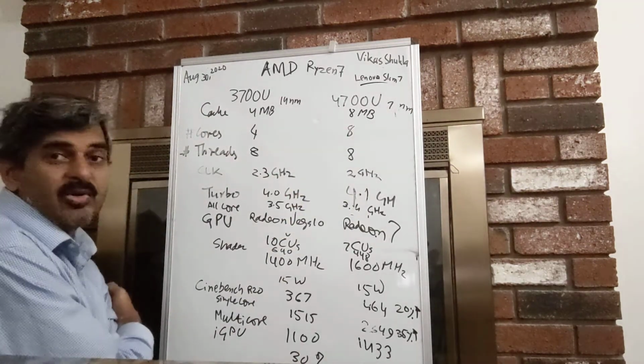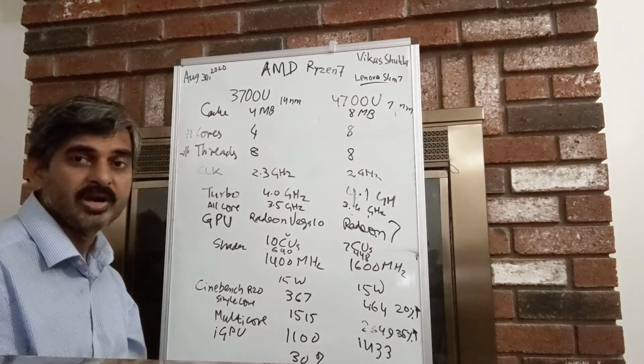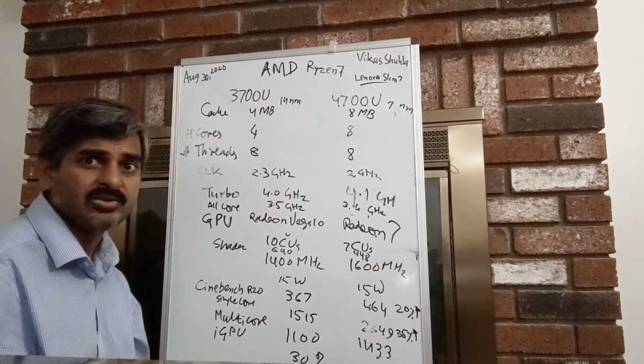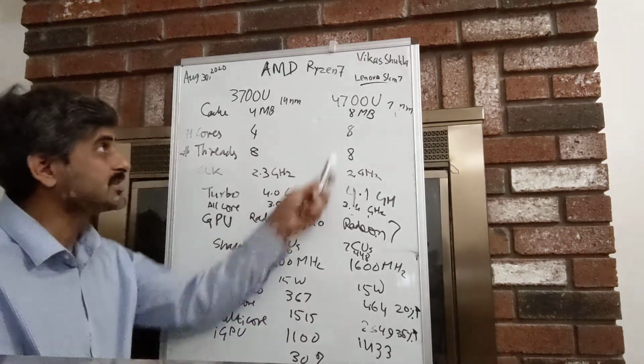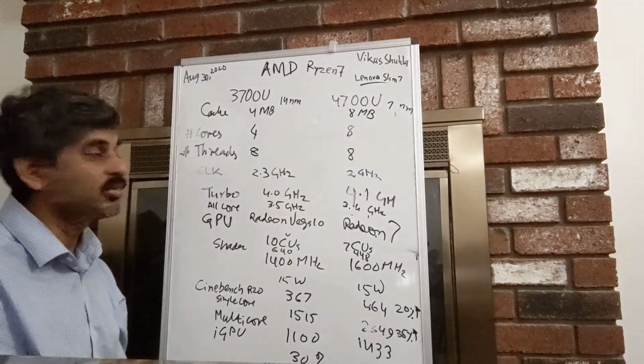So if you are looking for performance and you are a software geek who has to compile a lot of code, I would strongly suggest you use the 4700U processor.